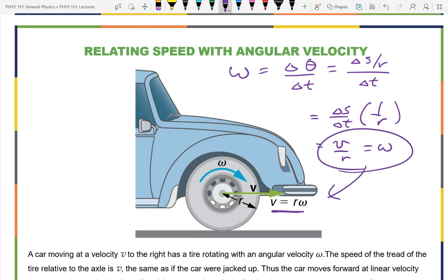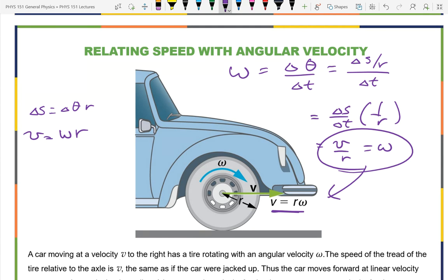So if you just multiply both sides by radius, you get speed is equal to radius times angular velocity. So there's a very simple relationship. The speed is angular velocity times radius. We had the distance that it travels was equal to the angle times radius.